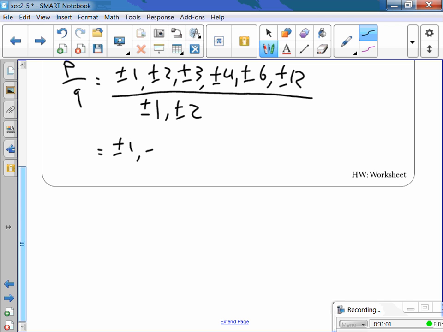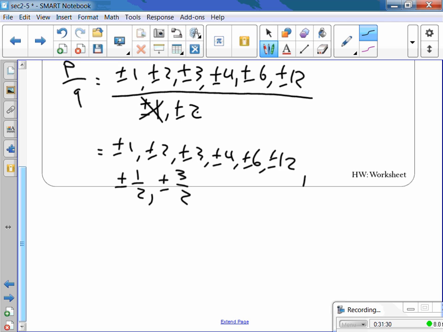How many extras do I pick by dividing it by the 2? So the 1/2. 2 over 2 is just 1. And then 4 over 2 is 2, which you already have. 6 over 2 is 3. 12 over 2 is 6. We already have all that stuff. So once again, we come up with 16 different possibilities.